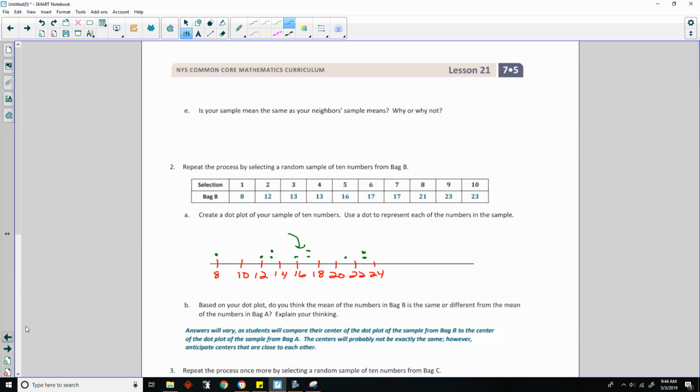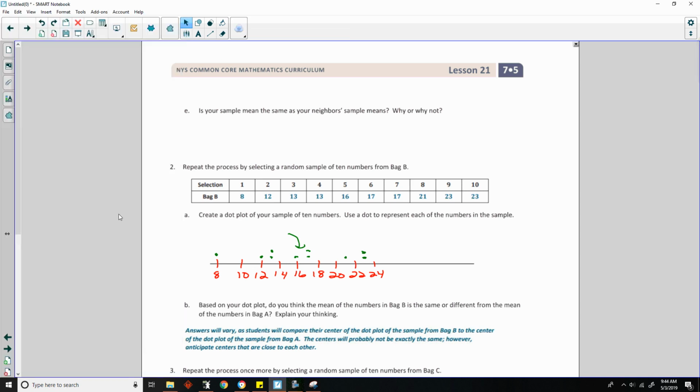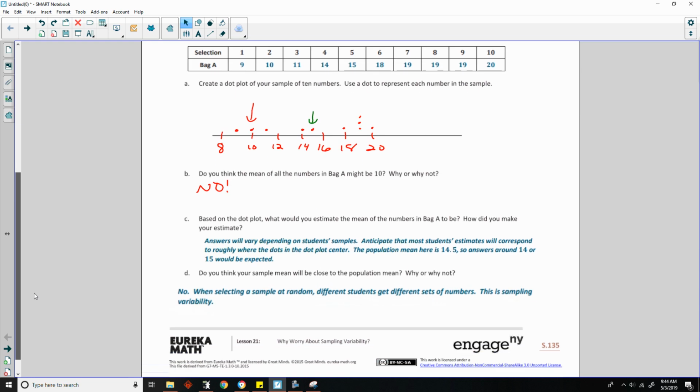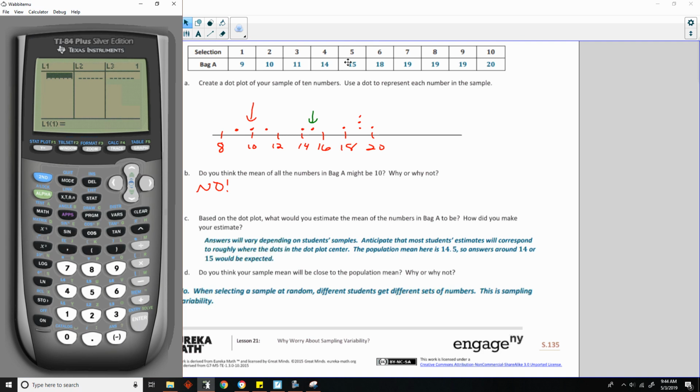Okay, so let's do the mean of bag A. And how about we use the calculator to do this? Okay, so here is my calculator. And I am going to figure out what bag A's mean is. So I'm going to go back to my sample, and here it is, and I'm going to enter this in my calculator. Remember how to do that? You press Stat, and number 1 for Edit, and you just put these numbers in. 9, 10, 11, 14, 15, 18, 19, 19, 19, 20.